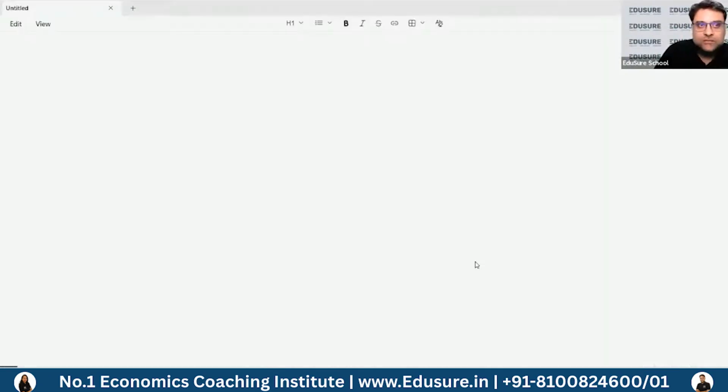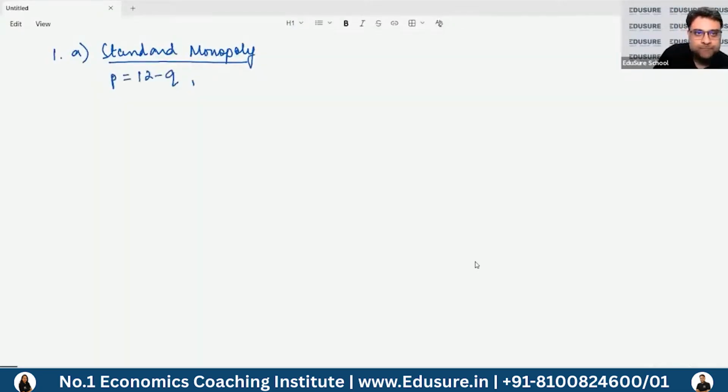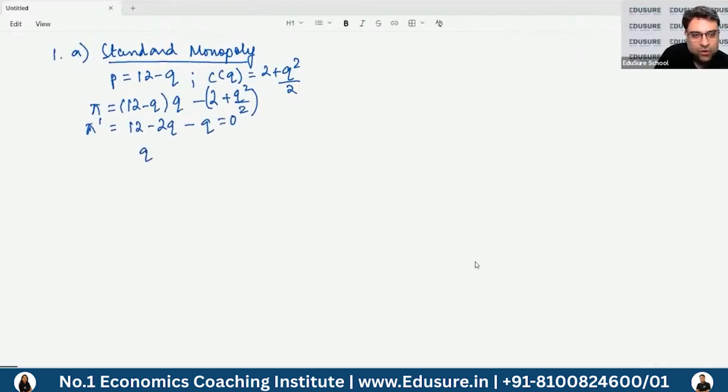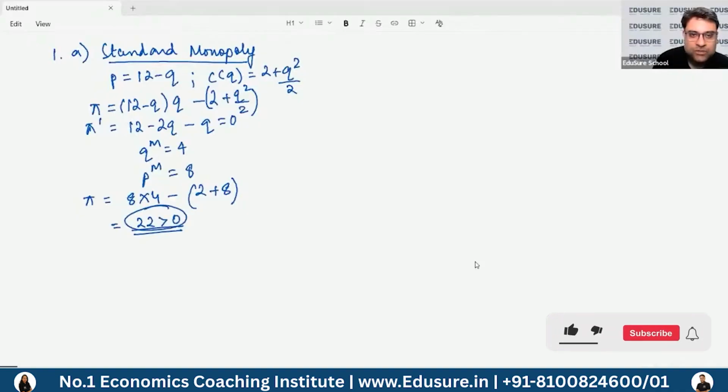Let's get into it. So this is part A. It's basically the standard monopoly case. The market demand curve is 12 minus Q. Cost is 2 plus Q²/2. For the optimal output, let's maximize profit: (12 minus Q) times Q minus (2 plus Q²/2). Derivative: 12 minus 2Q minus Q is equal to 0. So Q of the monopolist is equal to 4. Price of the monopolist is equal to 8. Let's check the profitability: 8 times 4 minus (2 plus 4²/2, which is 16/2). 32 minus 10 is 22, positive. Therefore, the monopolist will produce.